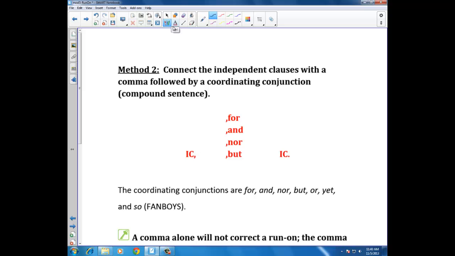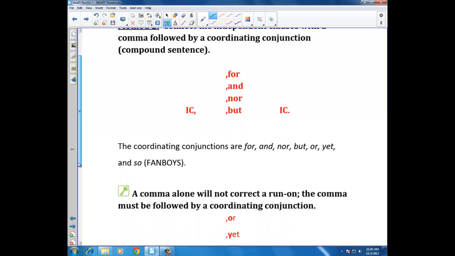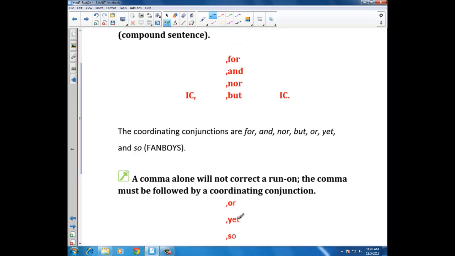The second method of correcting a run-on error is to practice what you learned in Module 2 and connect the independent clauses with a comma followed by a coordinating conjunction, or compound sentence. Independent clause, comma for, comma and, comma nor, comma but. Of course, there are three more of those, but for some reason they were located later on the screen, so let me go down and pick those up. Comma or, comma yet, comma so.